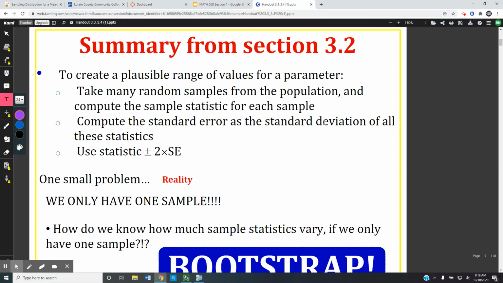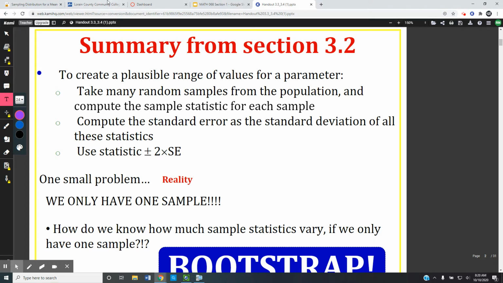So in summary from section 3.2, to create a plausible range of values for a parameter, remember a parameter refers to a population, we take many samples from the population, and we compute the statistic from each sample. We compute the standard error as the standard deviation for all of these statistics, and we take the statistic plus or minus 2 times the standard error.